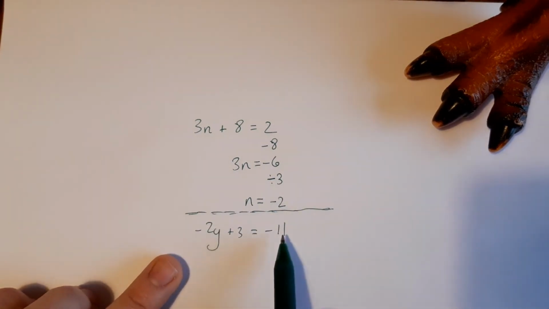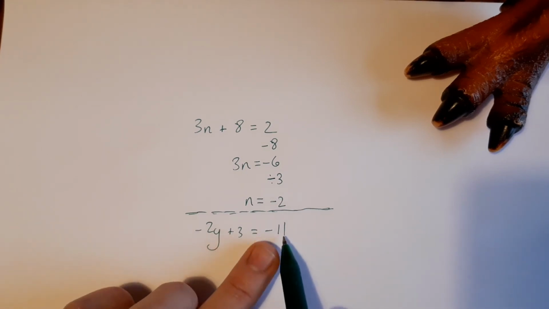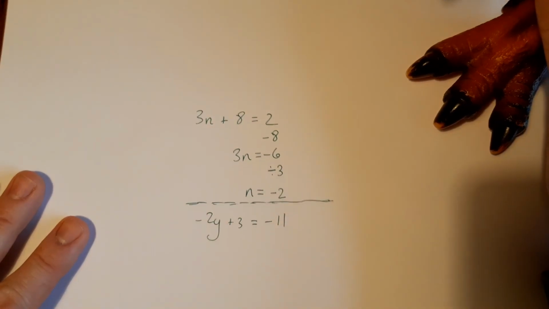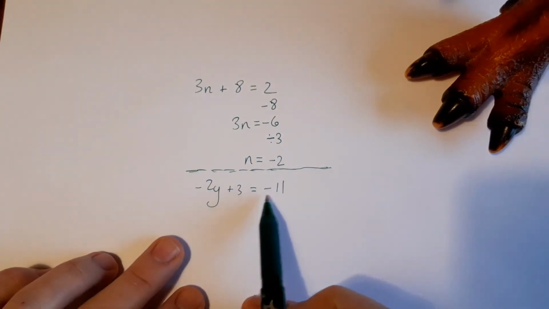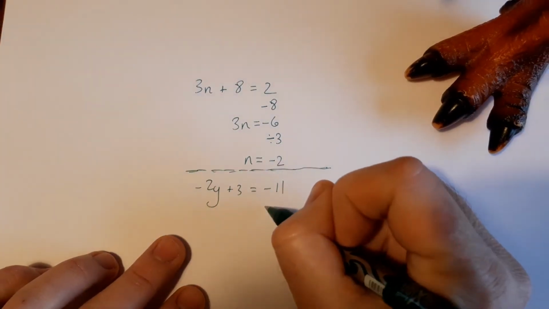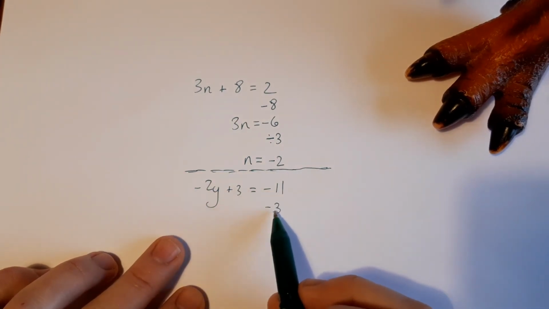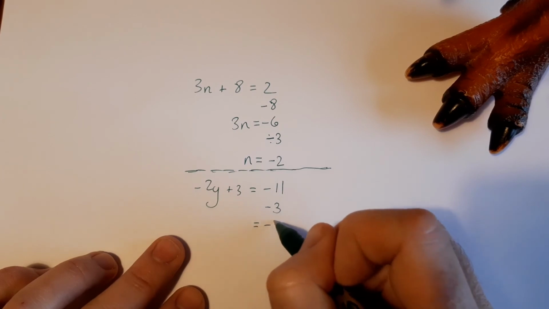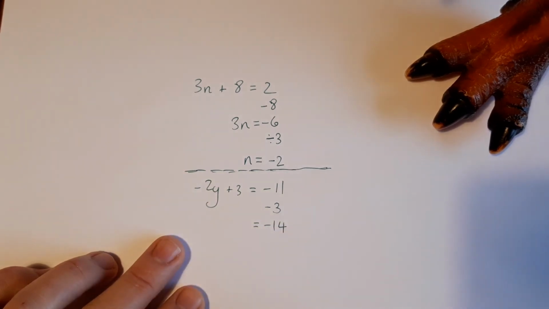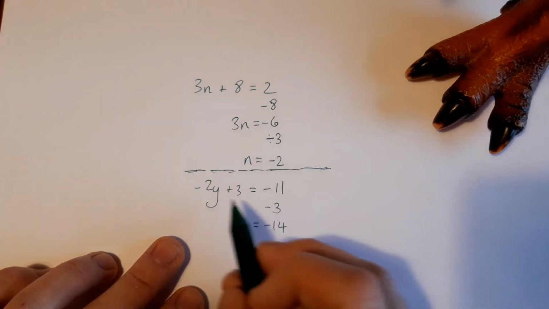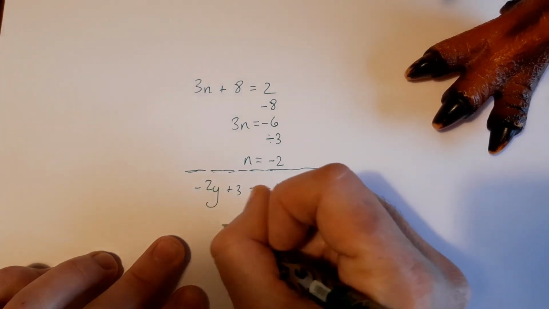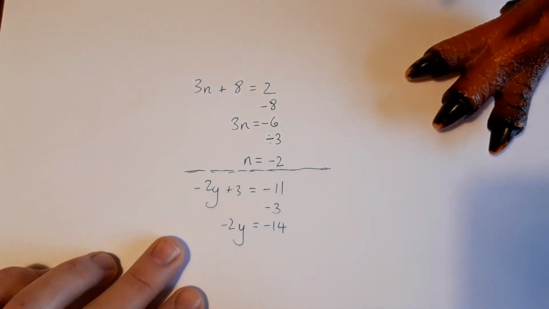So, let's go back through. Just because it's a negative doesn't mean it's a problem, it's just a starting point. We're going to start at negative 11. And we're going to do the inverse of plus 3, which is take 3. So starting at negative 11 and moving back 3 places. Totally doable. Use a number line if you need to. Negative 14. That's been undone. So we're still left with negative 2y equals negative 14.